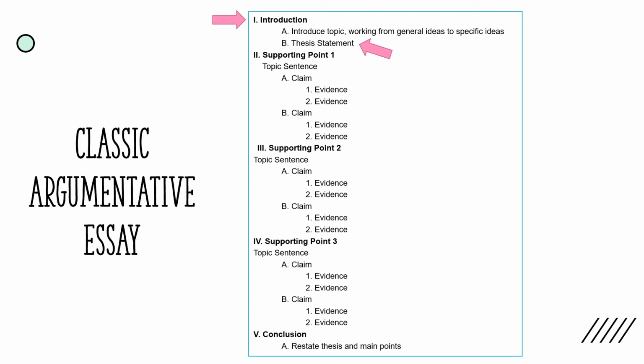Next, you'll list your body paragraphs. Each body paragraph should focus on one main supporting point. Each body paragraph should start with a topic sentence that states what that paragraph will be about and should include a variety of claims and evidence that supports your thesis. You should also use transition words or phrases to move from one point to the next. End your outline with a clear conclusion that restates your thesis in main points.